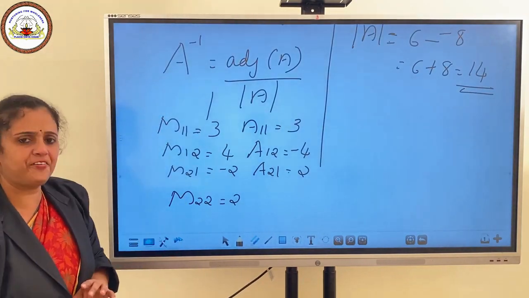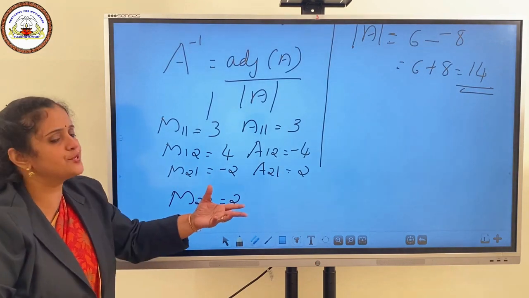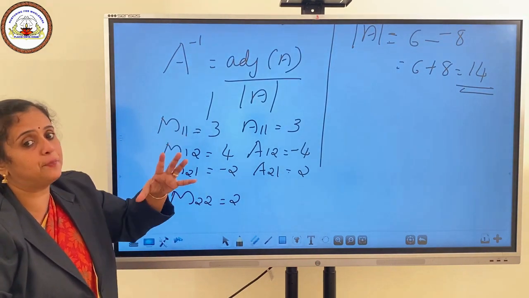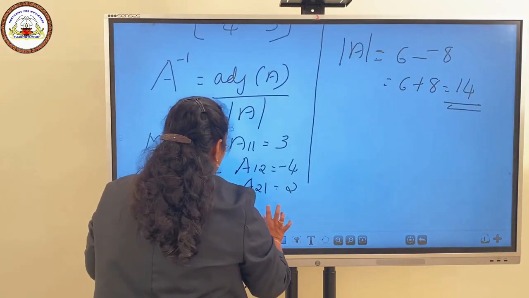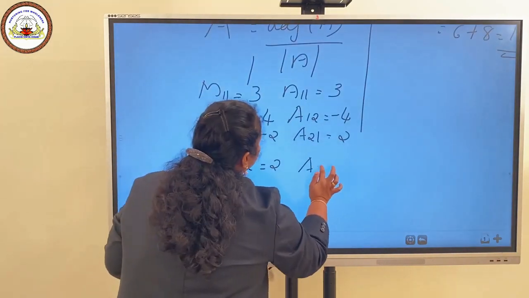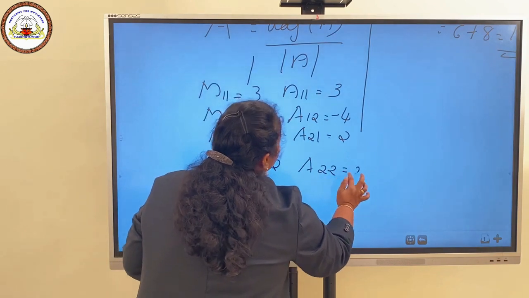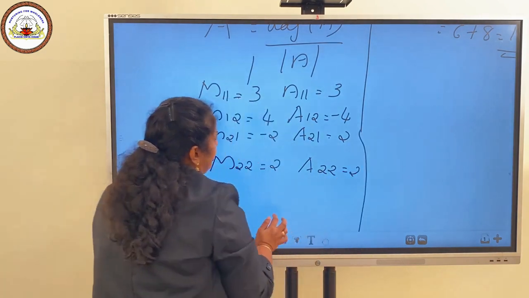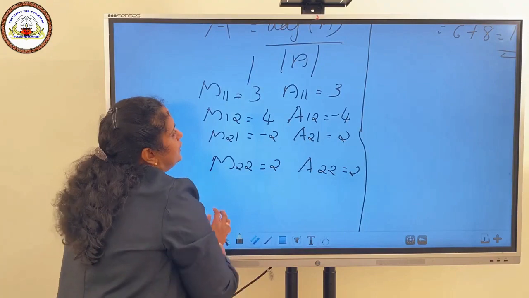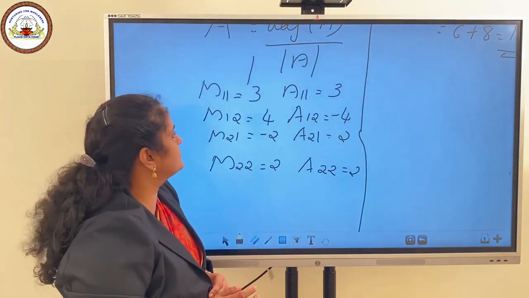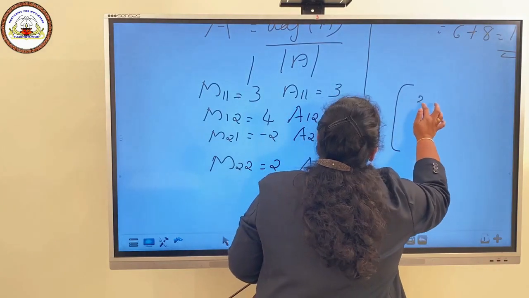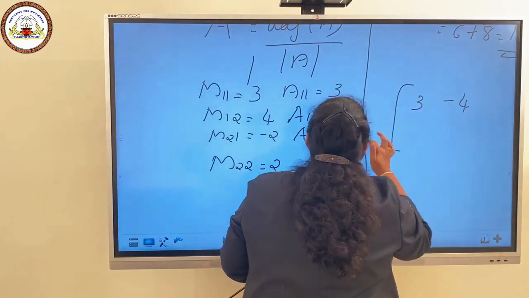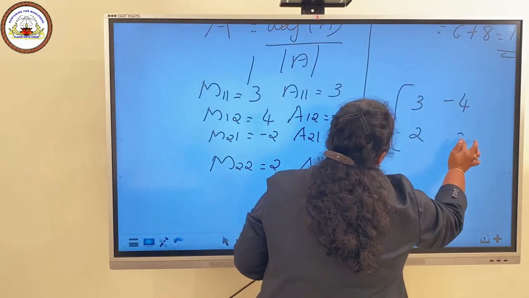Then we can find the cofactor of that element. That element is positive because minus 1 raised to i plus j, 2 plus 2, is positive. A22 is equal to 2. Then the cofactor matrix of the given matrix is 3, minus 4, 2, 2.